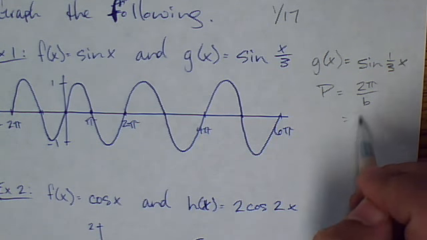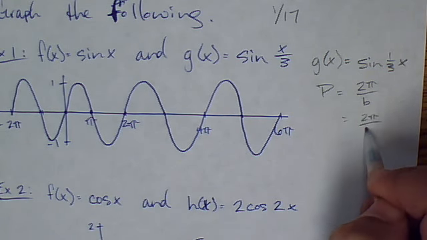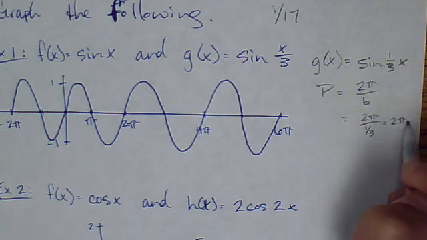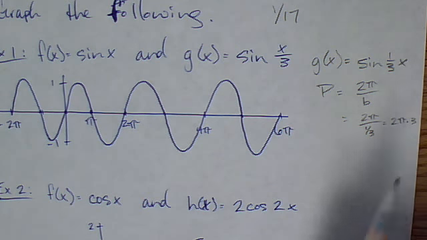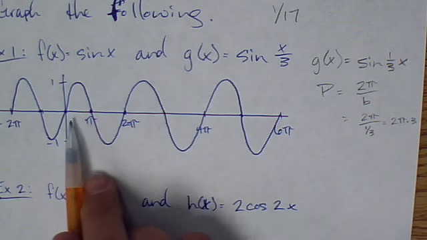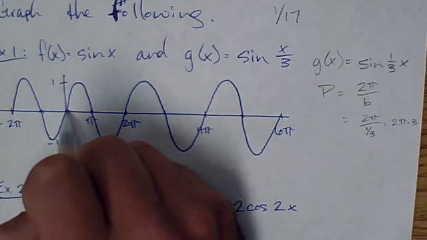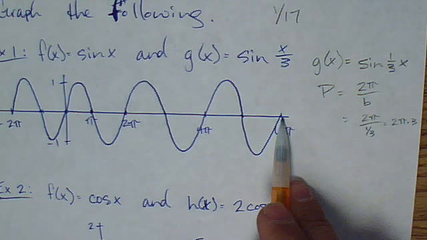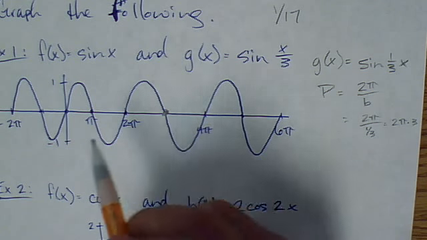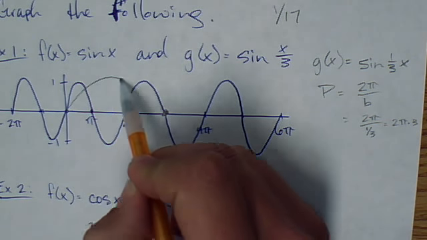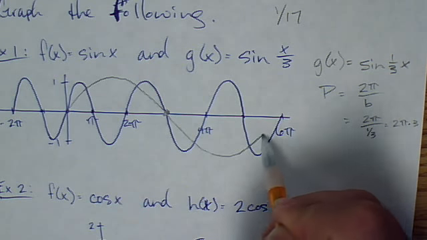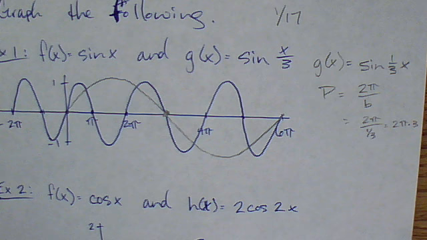So here we're looking at 2 pi divided by 1/3, or 2 pi times 3 over 1. So we end up with a period of 6 pi. So that means in one complete cycle I'm going to start at 0 and I'm going to finish up at 6 pi. So halfway through at 3 pi is where it's going to cross. So this graph would look something like this. So there's 3 pi, and then it continues all the way to 6 pi. So there's one complete cycle.